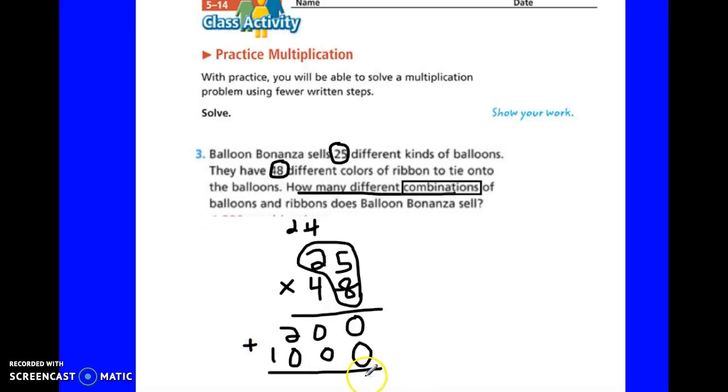And I would get 0, 0, 2, and 1. So 1,200 combinations.